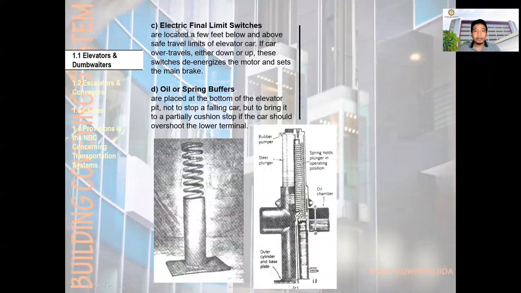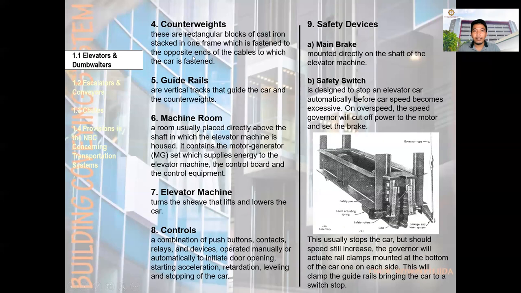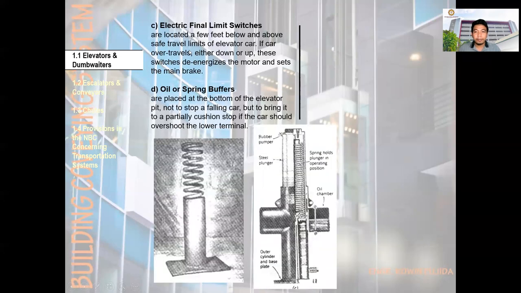And then also we have another safety device in elevators. That is the electric final limit switches. They are located a few feet below and above the safe travel limits of the elevator car. So if the car overtravels either down or up, these switches de-energize the motors and set the main brake.